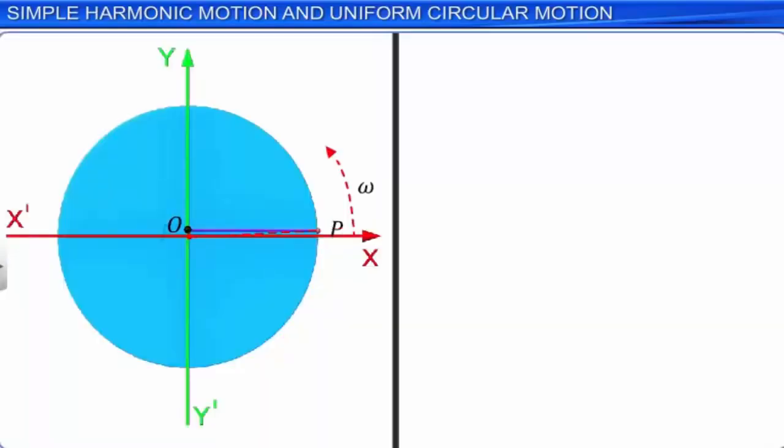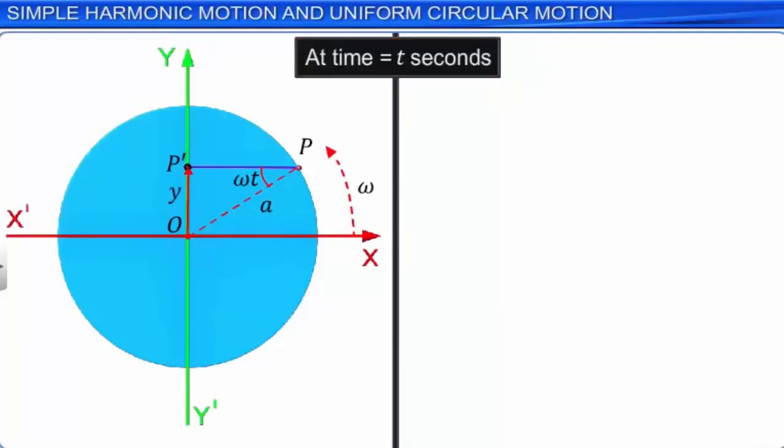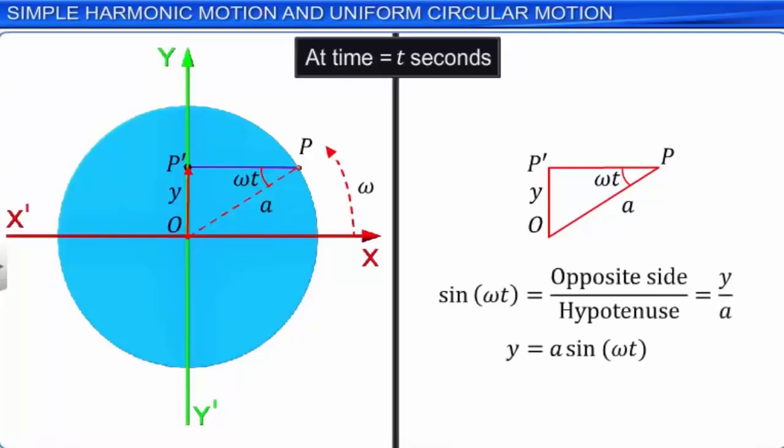The displacement of the projection of the particle y is then obtained using trigonometric ratios of the right-angle triangle thus formed. Sine of the angle omega t is the ratio of opposite sides, which is the displacement of the projection of particle P', that is, OP', represented as y, to the position vector of the particle OP, whose magnitude is equivalent to the radius a of the reference circle. Thus, we get y is equal to a sine omega t.